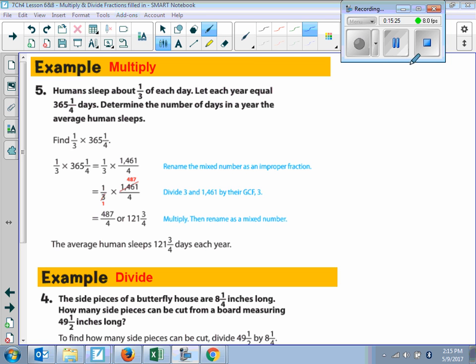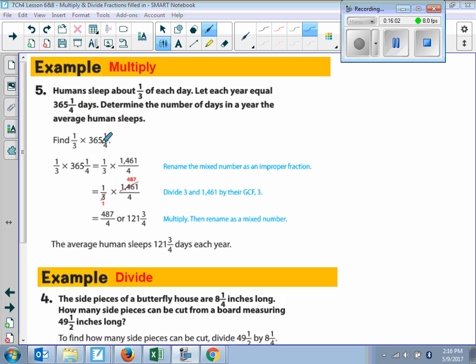For the last two examples, it says humans sleep about 1/3 of each day. Let each year equal 365 and 1/4 days. Determine the number of days in a year the average person sleeps. So you have to know that you are multiplying here, okay, because you're doing 365 and 1/4 days, and each one of those days gets 1/3. 1/3 of the day is sleeping. Is everybody with me? So that's going to be multiplication.